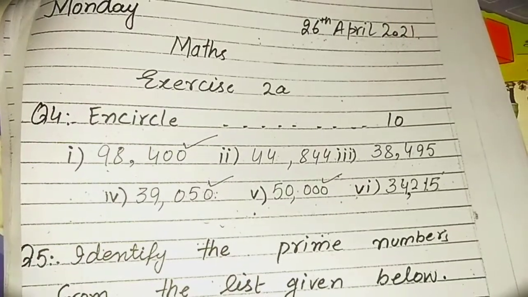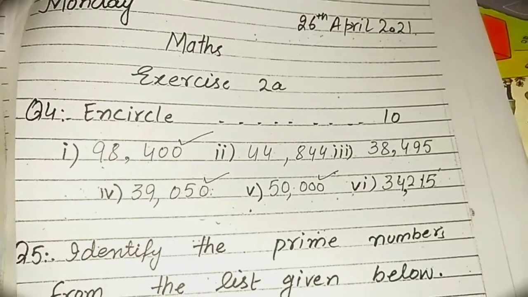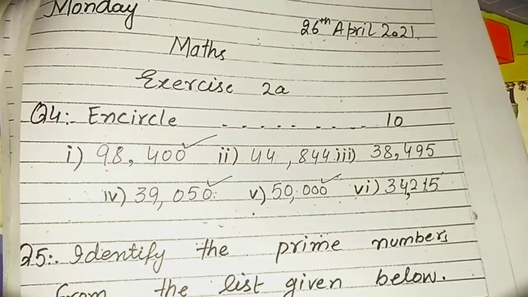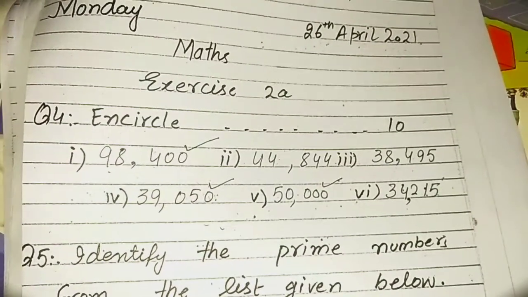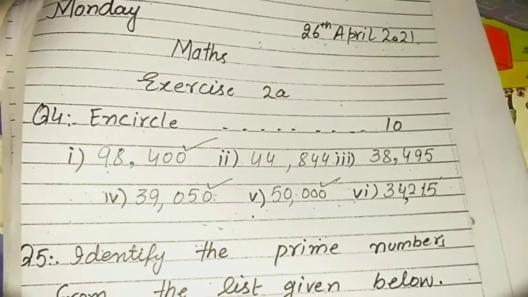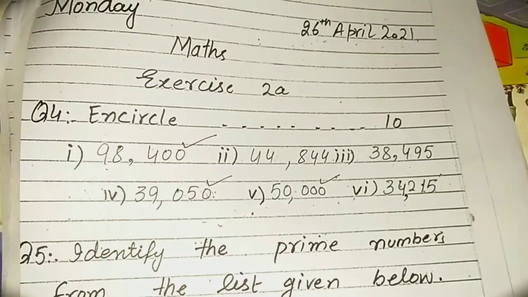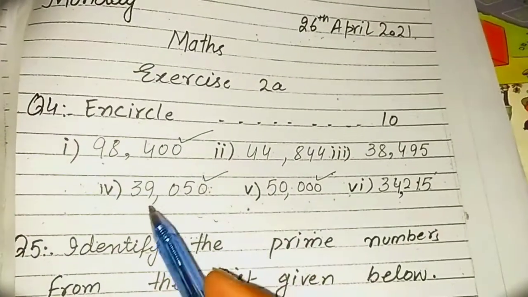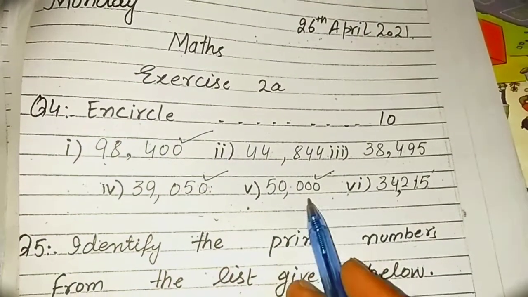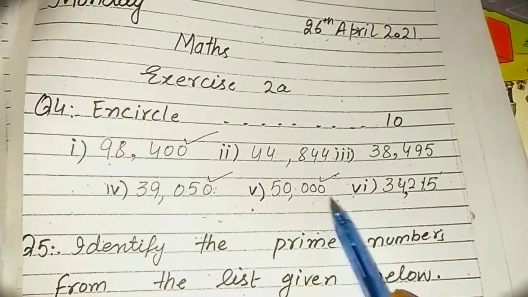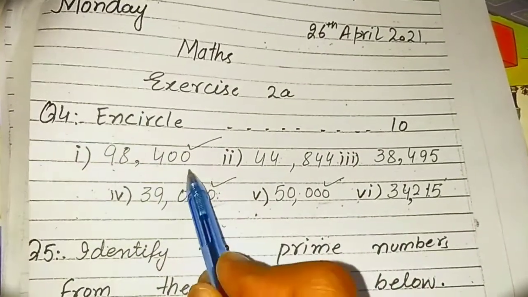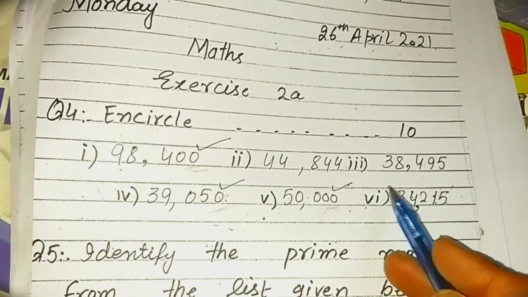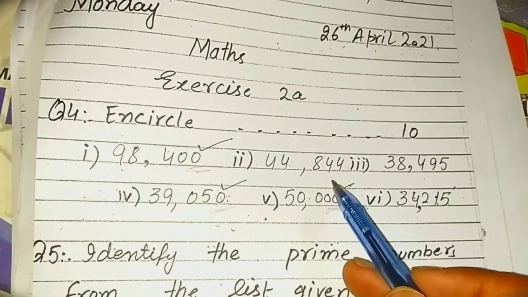Now moving to exercise 2a question number 4. Here you have to encircle the numbers which are divisible by 10. Always remember that the number which ends with 0 is divisible by 10. So you have to pick that number which ends with 0. Here the numbers 1, 4 and 5 end with 0, so they are divisible by 10. All the remaining numbers do not end with 0, so they are not divisible by 10.